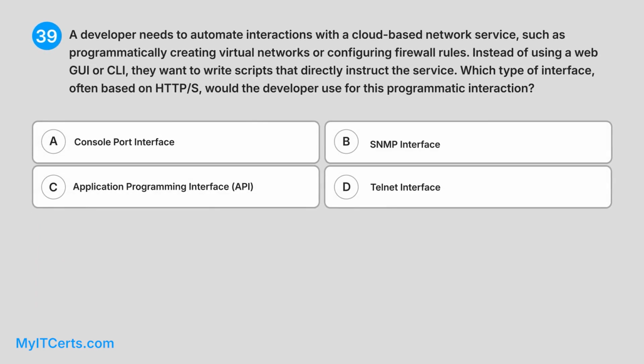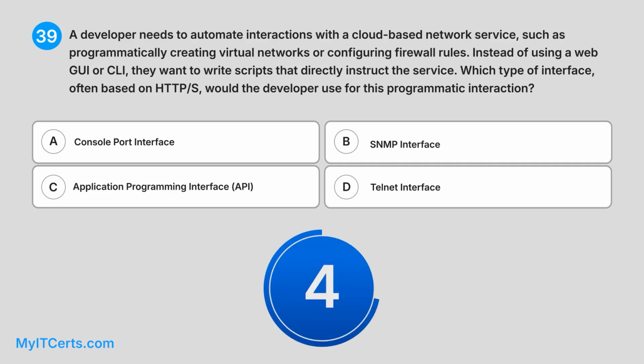39. A developer needs to automate interactions with a cloud-based network service, such as programmatically creating virtual networks or configuring firewall rules. Instead of using a web GUI or CLI, they want to write scripts that directly instruct the service. Which type of interface, often based on HTTPS, would the developer use for this programmatic interaction? A. Console port interface. B. SNMP interface. C. Application programming interface, API. D. Telnet interface. Can you guess the answer?